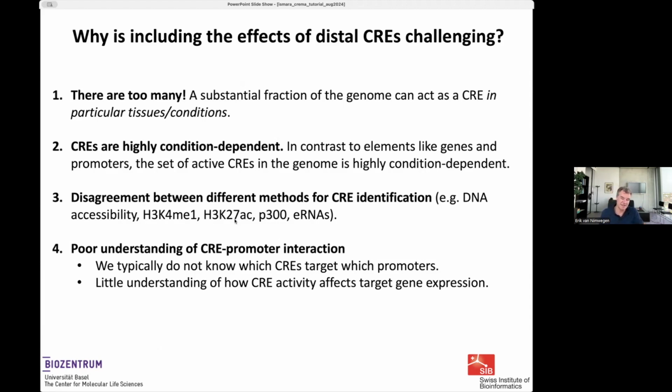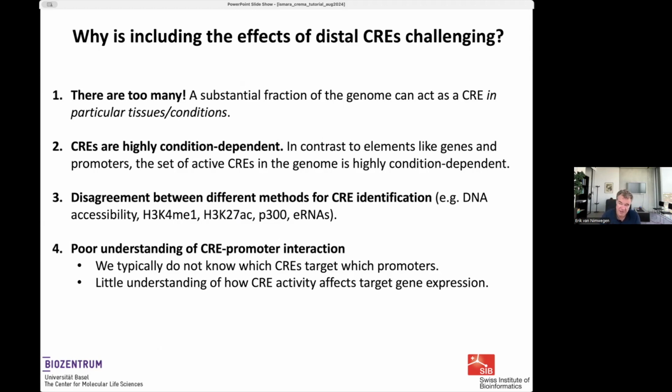The acetylation of lysine 27 on histone 3 is considered to be a mark of active enhancers. The binding of the general cofactor P300 is also considered to be a mark of enhancers. These small abortive transcripts that you can capture when you sequence deep enough are also considered a mark of enhancers. But all these various genome-wide screens don't give you the same answer. Even if you do them in the same cell type, the list of enhancers, or cis-regulatory elements, that you get from these screens might differ.